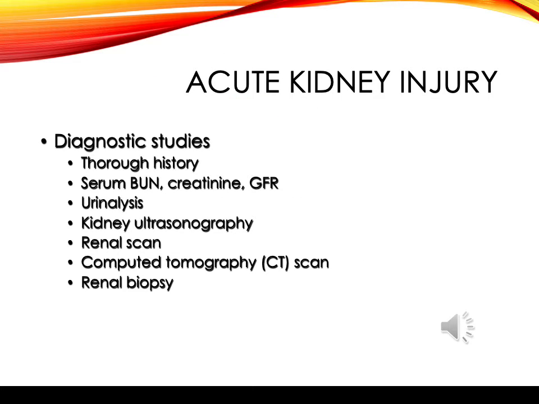With an acute kidney injury, the diagnostic studies that are important include a thorough history. This is the most important thing that we can do. Checking labs, so the serum creatinine, BUN, and GFR, and we can also check serum electrolytes. Getting a urinalysis to check for cells and protein.